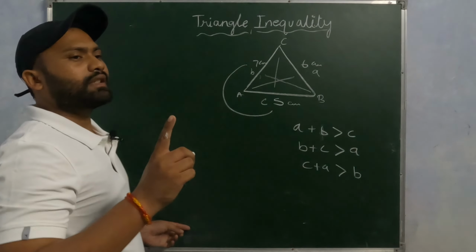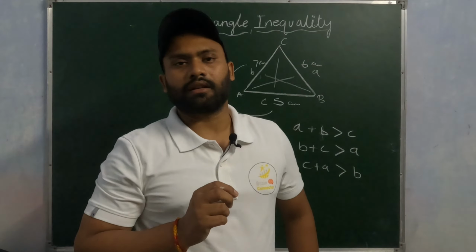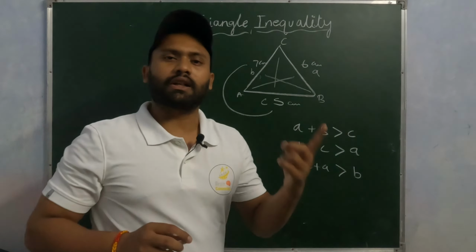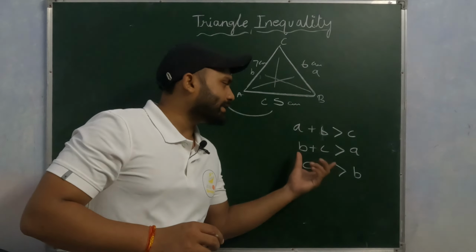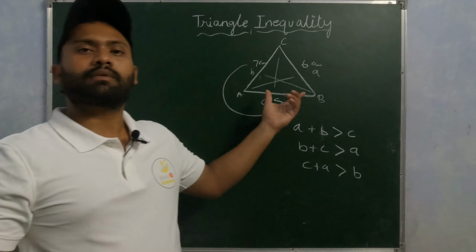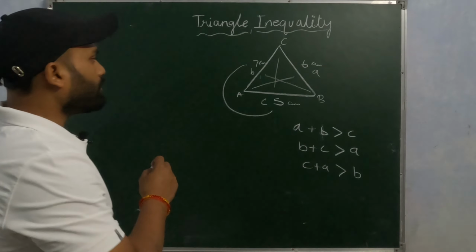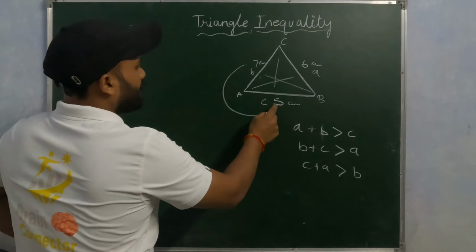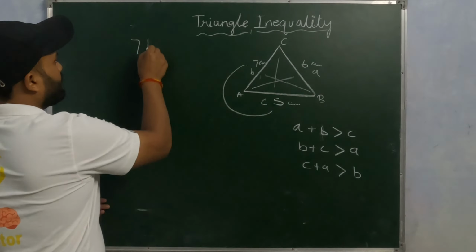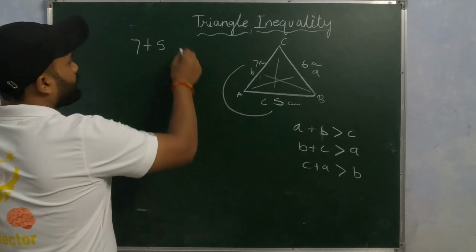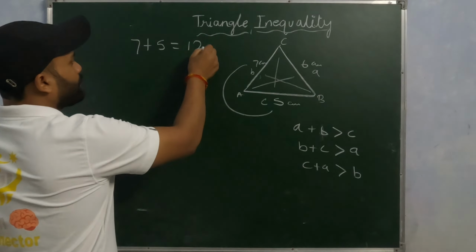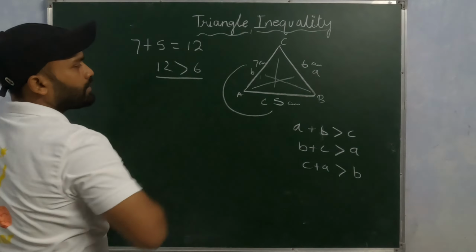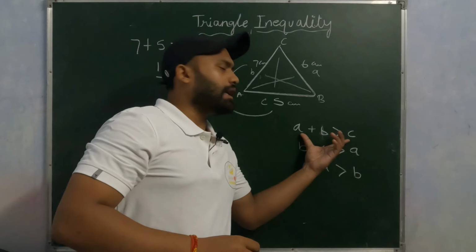This is the first sum property of the inequality in the triangle, which says that the sum of the two sides will always be greater than the third side. So let's check whether this theorem works on this triangle or not. Okay, so let's take any two sides. Suppose we take this and this side, 7 plus 5. When you add, you will find that it is 12 and 12 is greater than 6. Okay, so this applies here.